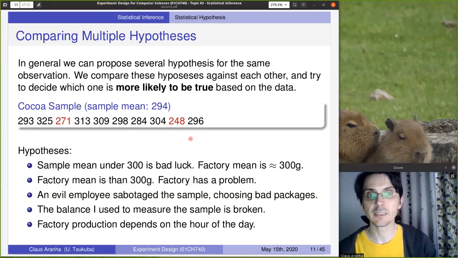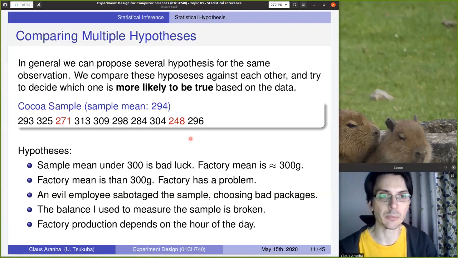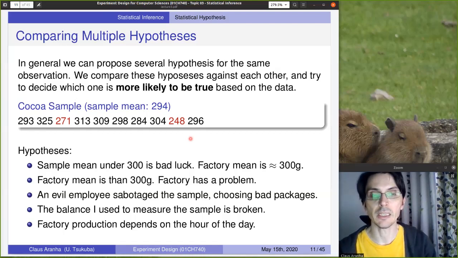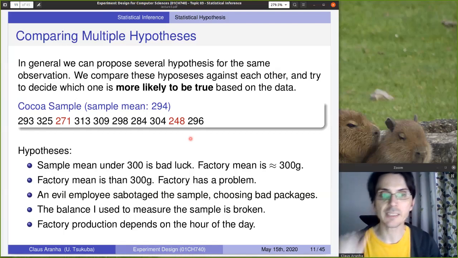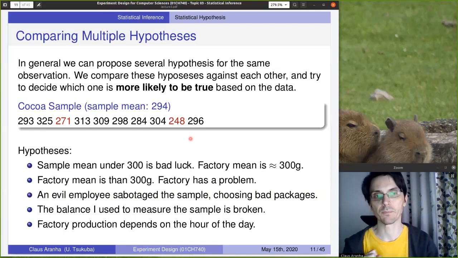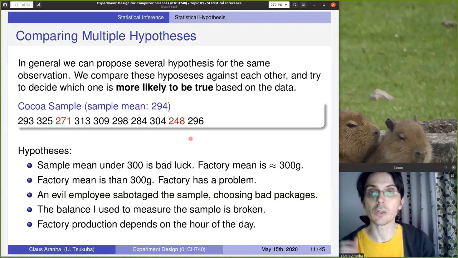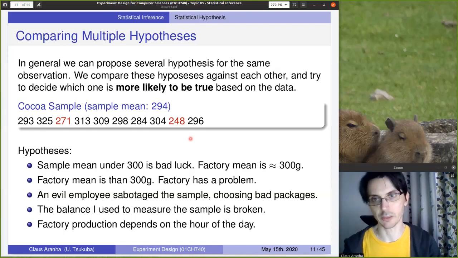Now, this mean of the sample, 294, is less than the parameter that we are hypothesizing to be the mean of the population. We hypothesized that the mean of the population was 300 grams. We took an experiment and we found that the mean of this sample is 294. Does this mean that our hypothesis is false? Well, this is a question that is not so easy to answer.